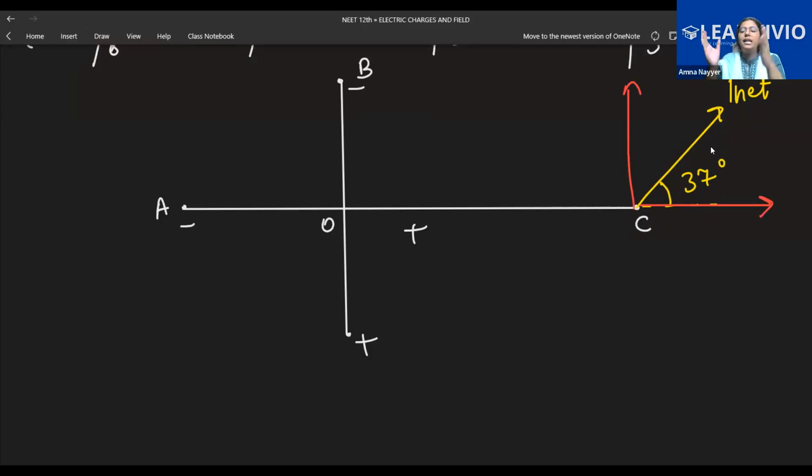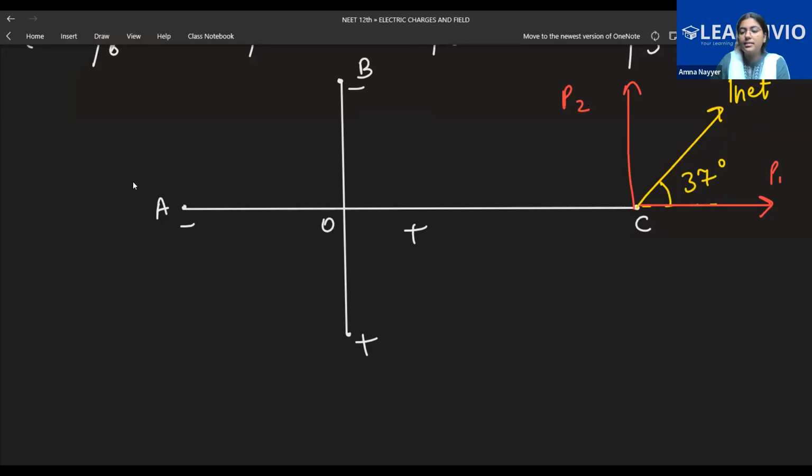Then only its resultant lies along the diagonal of the parallelogram. So let's say this is P1, this is P2. It is mentioned in the question that dipole A is P1 and dipole B is P2. This is P2. This is given in the question.